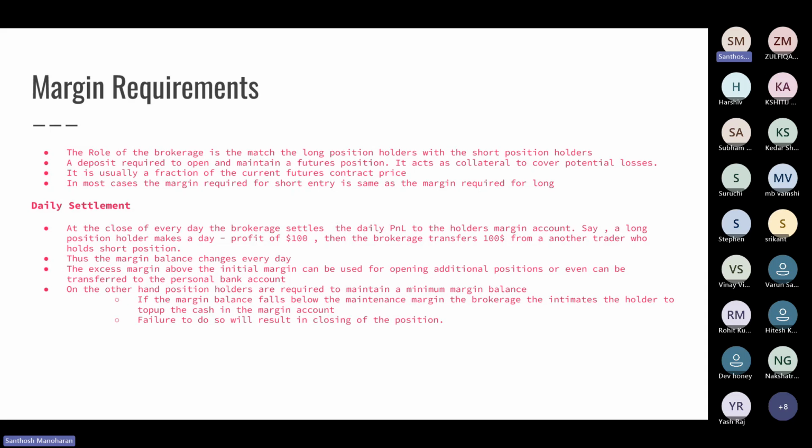Say ES E-mini futures are trading at $6,000 with a multiplier of 50. Each contract is worth around $300,000, but you don't need to have $300,000 in your margin account to enter an ES E-mini futures position. The margin requirement is only 8% of the futures price. So you need only $24,000 to enter the position, but it does come with a catch, though.